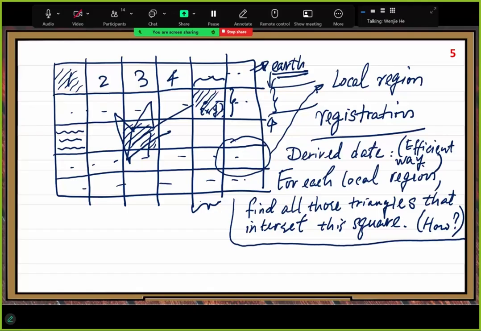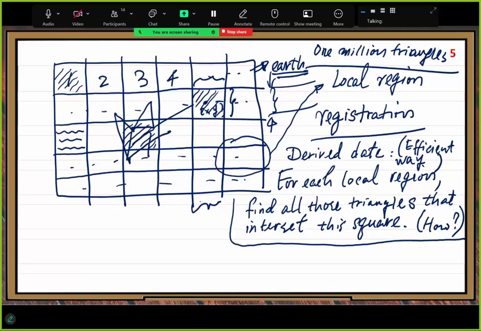Because we assume we have 1 million triangles. Do you want to compare the current square against each of the 1 million triangles in order to see if they intersect? Although you can do it, it's not efficient. Too slow. All right, so what is the better way, the fast way?